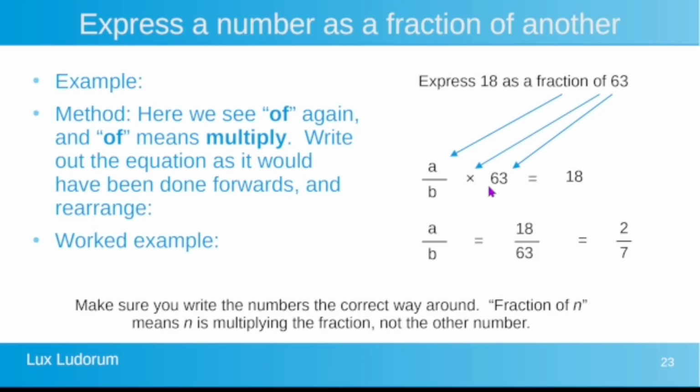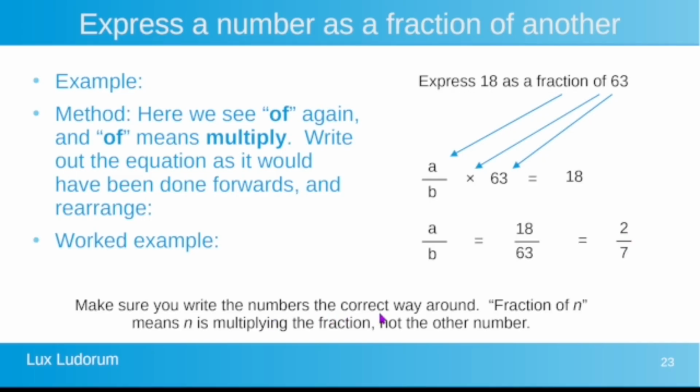So we divide both sides by 63 to move it from here, and it appears under the 18. And this is our fraction. A over B, some fraction, is 18 over 63. So that's what we're looking for. Express 18 as a fraction. And there it is. Look, 18 over 63. And we can simplify that to 2 over 7.